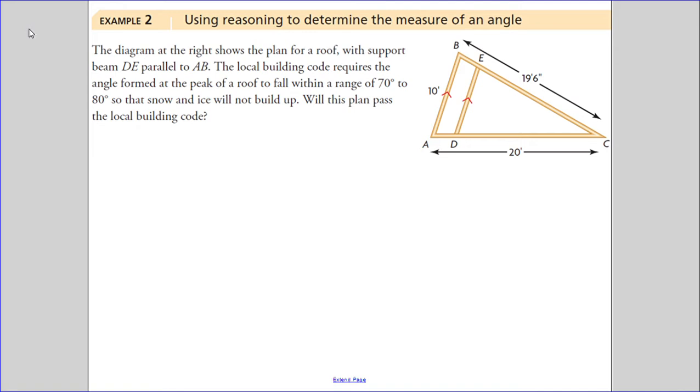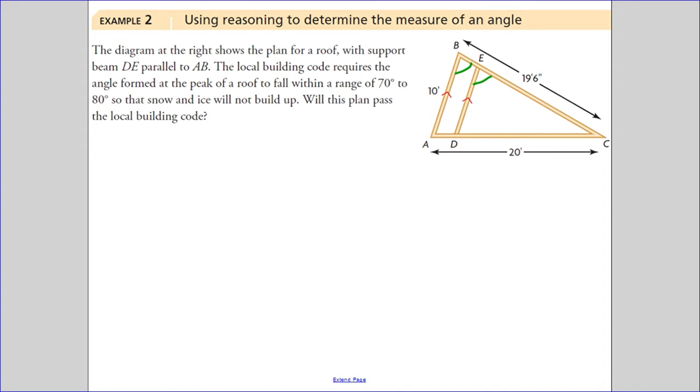Alright, so in this case, the diagram on the right shows a plan for a roof. It has the support beam DE, which is parallel to AB. The local building code requires the angle formed at the peak of the roof to fall within a range of 70 to 80 degrees, so that snow and ice won't build up on it. And then basically it says, will this plan, the way that it stands right now, pass code?